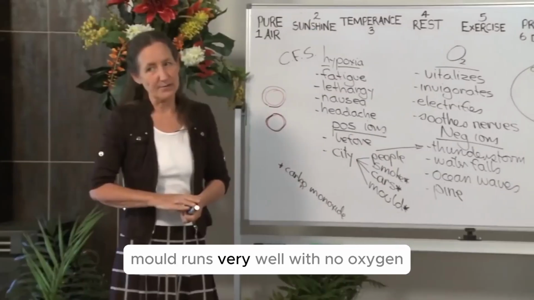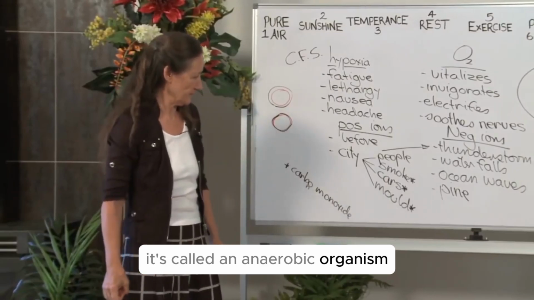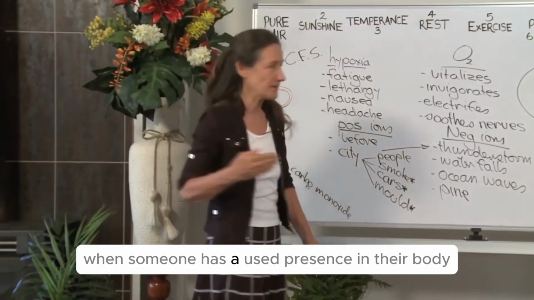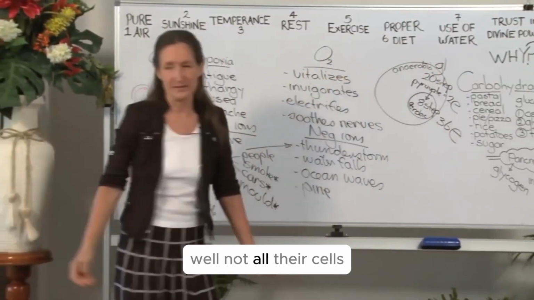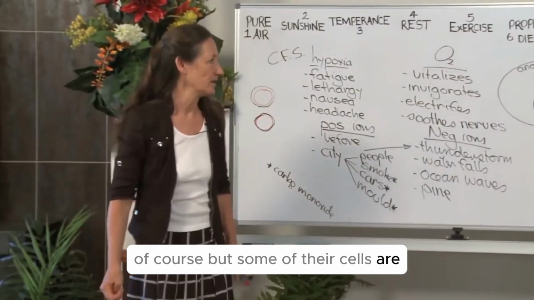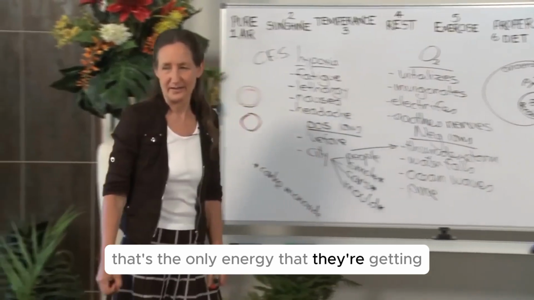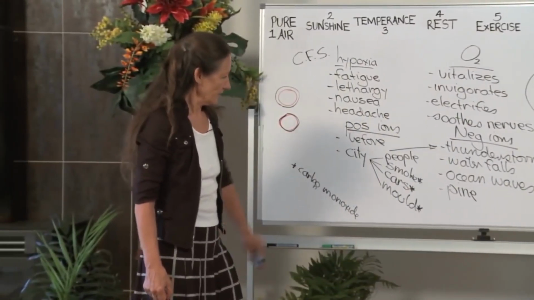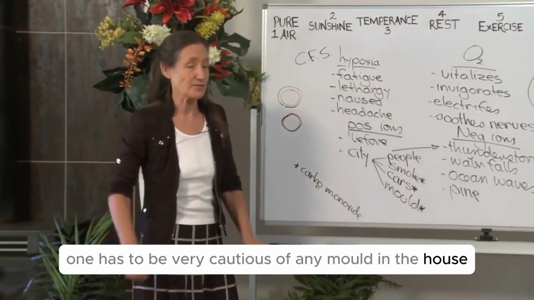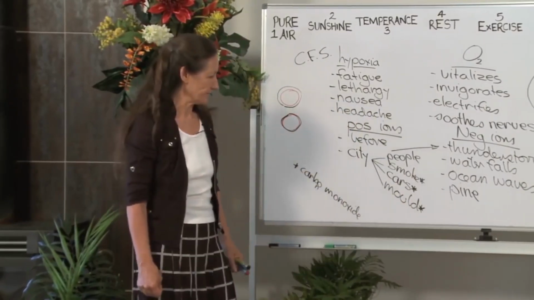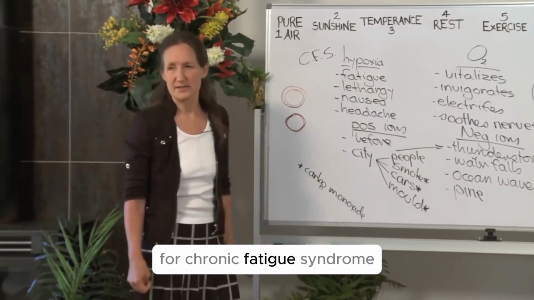Mould runs very well with no oxygen. It's called an anaerobic organism. And it explains why when someone has a yeast presence in their body, their cells are running up here. Well, not all their cells, of course, but some of their cells are, which is one of the reasons why they lack energy. That's the only energy that they're getting. So one has to be very cautious of any mould in the house or any mould in their work area. And it is one of the reasons for chronic fatigue syndrome.